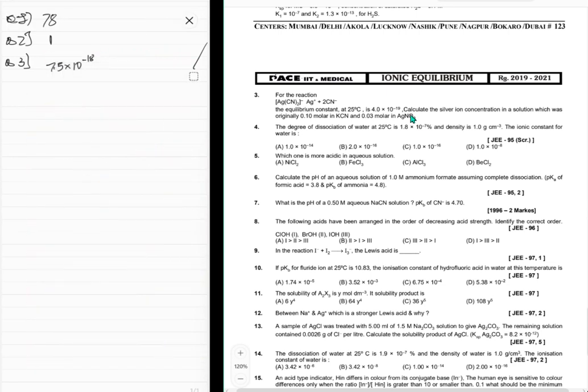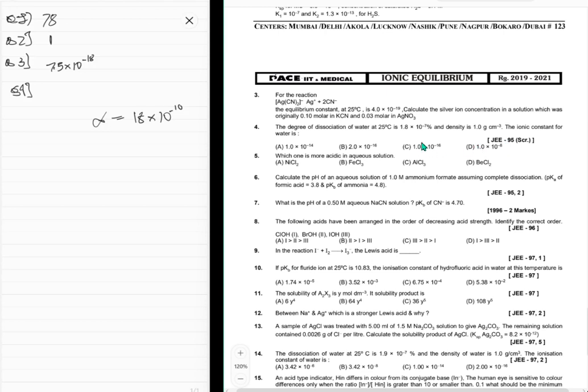Okay, so next question. Question number 4. The degree of dissociation of water at 25 degrees Celsius is 1.82 to the power negative 7 percentage. What? Seriously? No, I don't want any percentages. It's just 1.82 into 10 power negative 9. Okay, so alpha is 1.8 into 10 power negative 9, or just say it's 18 into 10 power negative 10. Cool. And density is 1 gram. Of course. I mean, we already know this. Why are you telling me this? The ionic constant for water. Yeah, it's at 25 degrees.